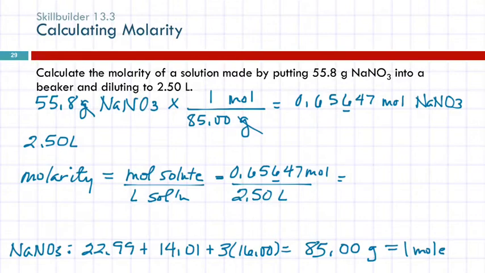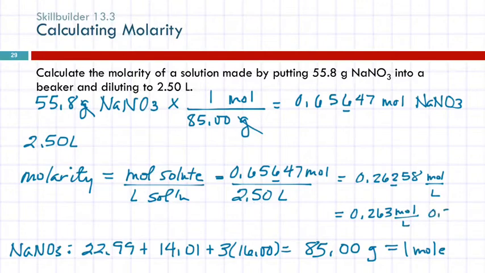So it's that divided by 2.5. And I get 0.262. There's 3 sig figs. 58 moles per liter. Rounding that off, I get 0.263. You can write it as moles per liter or 0.263 capital M. Any questions?